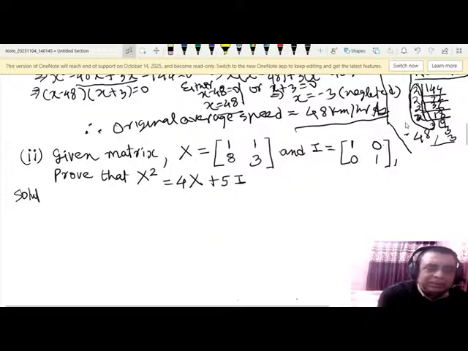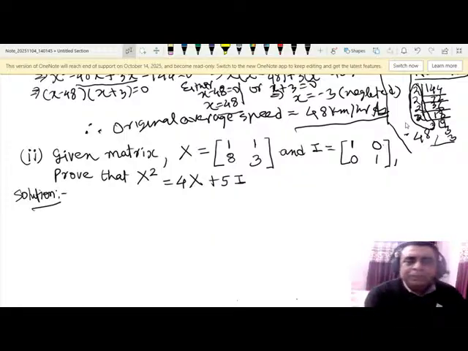Now what is the sum saying? Here, this is the sum of matrices. There is a matrix denoted by X. It is a 2 by 2 matrix: the first row is 1, 1 and the second row is 8, 3.